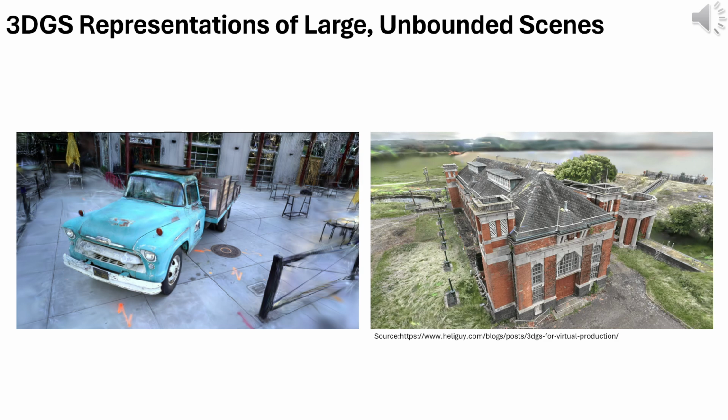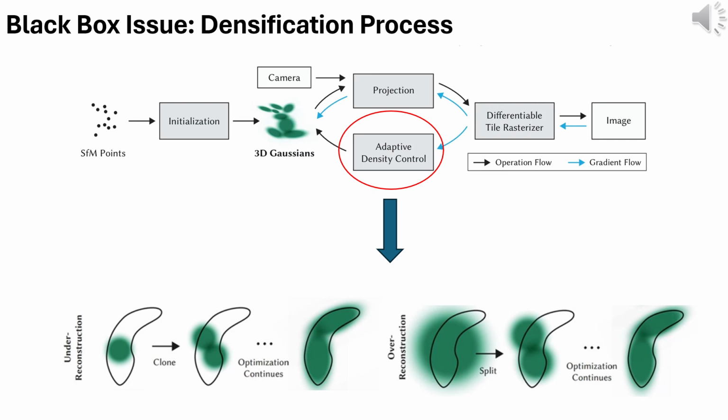These are some examples of representations of large and unbounded scenes. The process of 3DGS involves taking SFM points to create 3D Gaussians and, through this process, create a 3D scene image. Our focus is on adaptive density control, which happens during training. Under-reconstructed splats are cloned, while over-reconstructed splats are split until they fit the area.